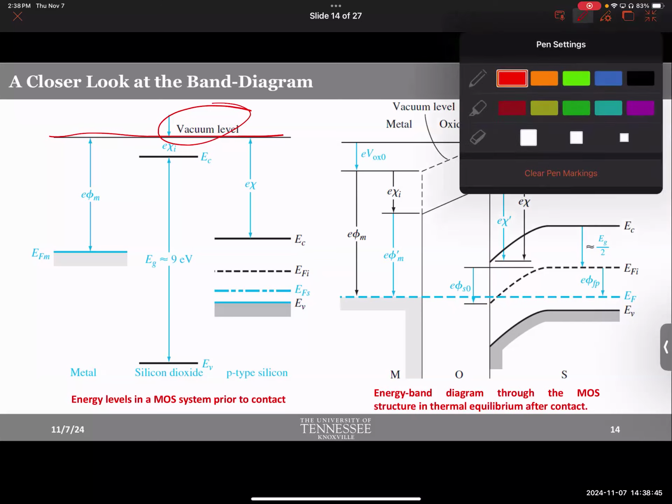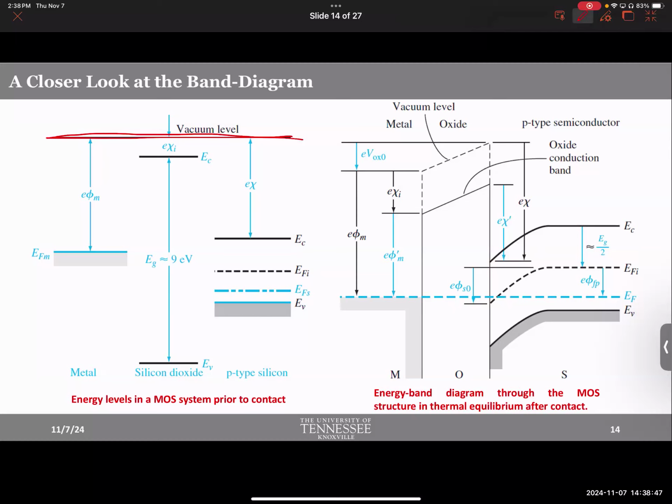So we basically use this level as a point of reference. The separation between Fermi level and vacuum level is called work function. And the separation between conduction band and vacuum level is called electron affinity. We represent that with chi and the other one with phi, because it sounds cool.